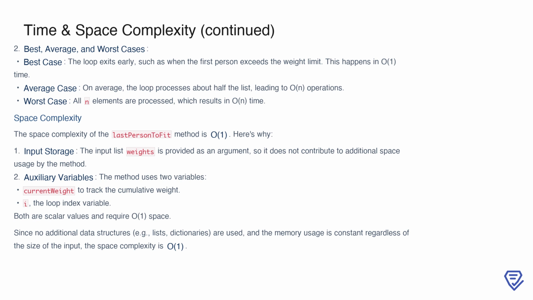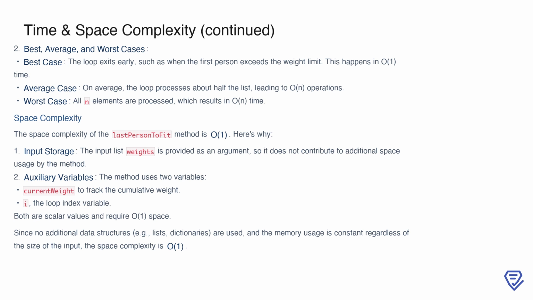Now, let's examine the best, average, and worst cases for time complexity. In the best case, the loop exits early. This could happen, for example, if the very first person exceeds the weight limit. In such a scenario, the method completes in O(1) time. In the average case, the loop processes about half of the list, which results in O(n) operations. Finally, in the worst case, all n elements are processed, leading to O(n) time.